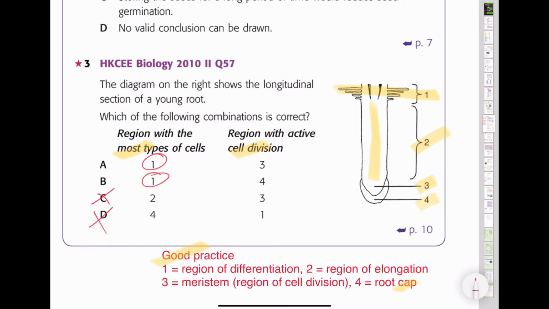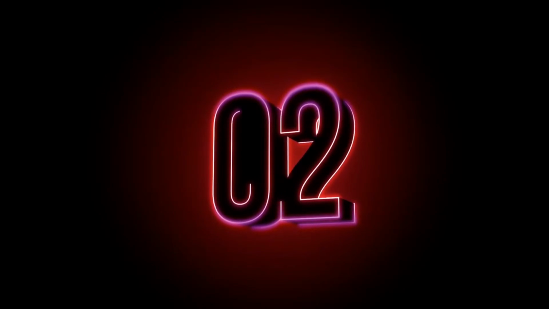And then for the region with active cell division, recall the concept of the meristem in the first question, the true or false question, part A. So you see that it should be the meristem, because the meristem is a group of undifferentiated cells capable of doing cell division, mitotic cell division. So that's why the answer is A.